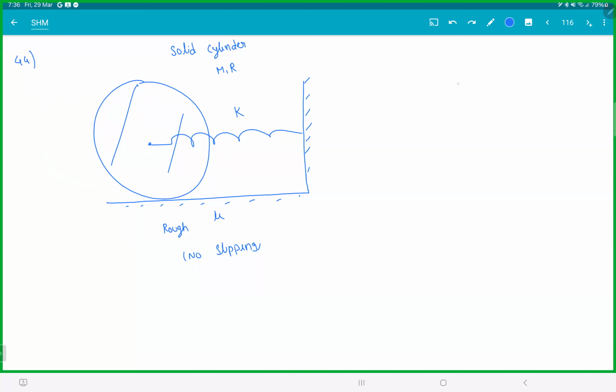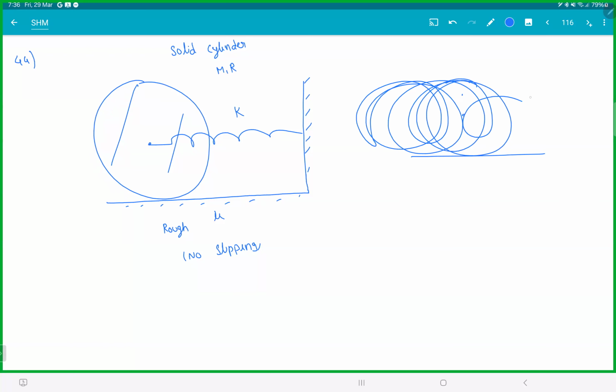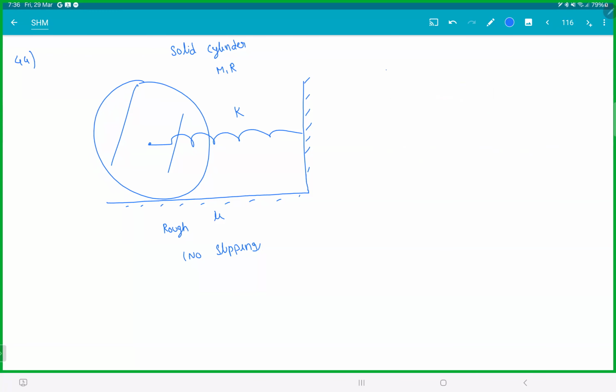If the ground was smooth, you know what would have happened? If the ground was smooth, this will simply go left and right now. It will just go like a block left and right because there's no slipping. It will rotate front and rotate back. So find time period for small oscillations. Find time period and the maximum amplitude for the system to be in SHM.